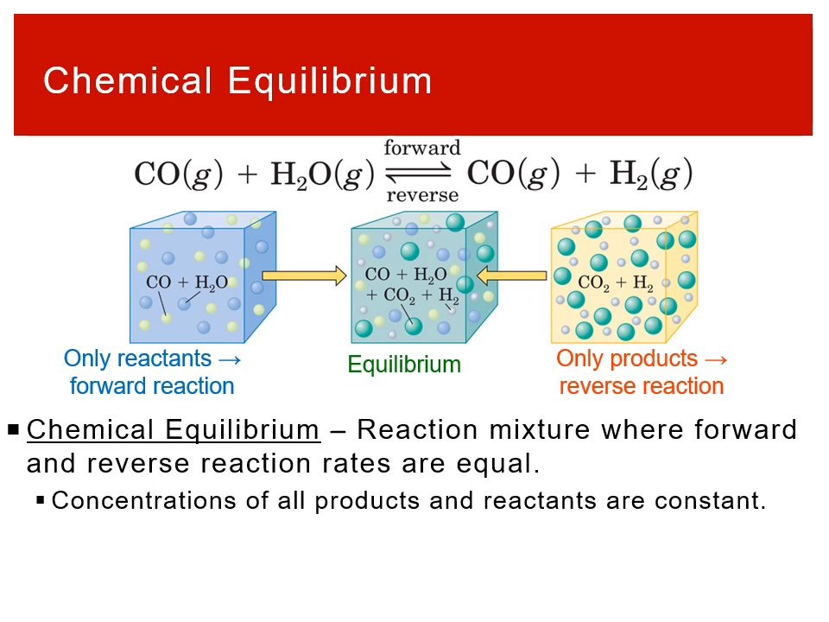So chemical equilibrium is defined a couple different ways. But what it means is that in a reaction mixture the forward and reverse rates are equal, which means that all of your concentrations are constant. It's important to note that all of your reactants and products are necessarily present.